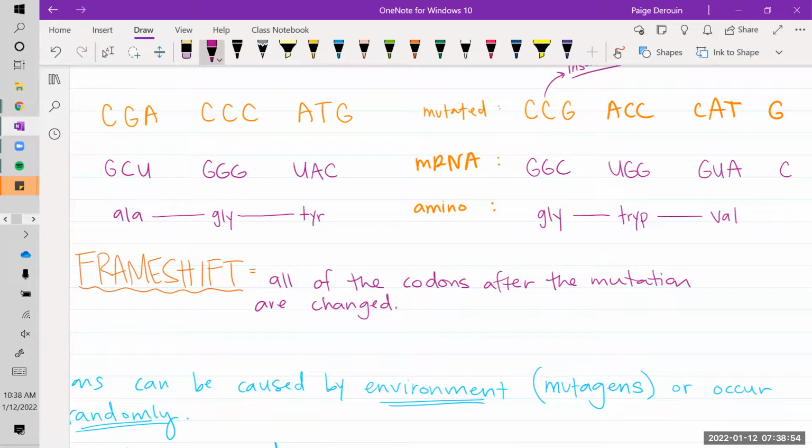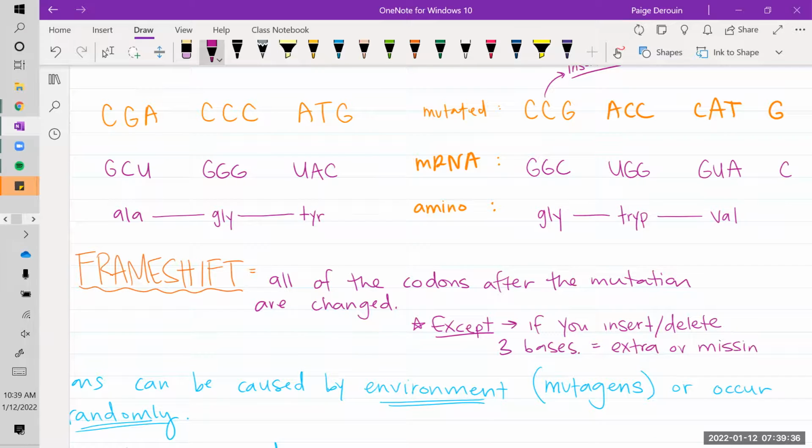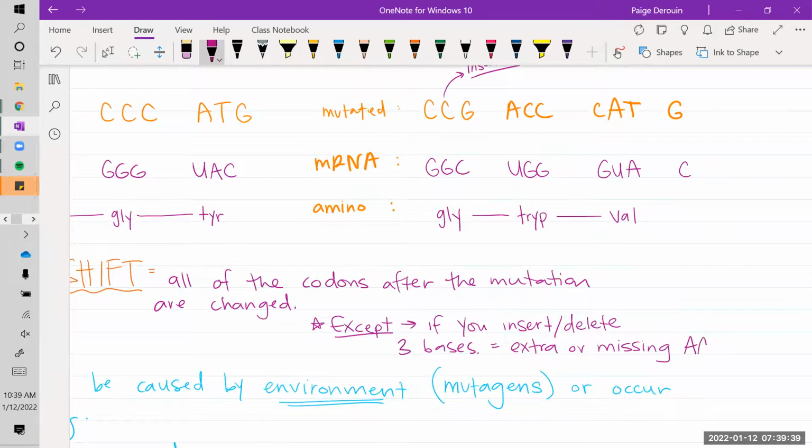Also, the only time when it would not change all the other codons is when? Can you think of one? What if you could insert or delete more than one base? Yeah, so except if you insert or delete 3 bases, you're going to have just an extra codon, or you're going to be missing a codon. Extra or missing amino acid, AA.